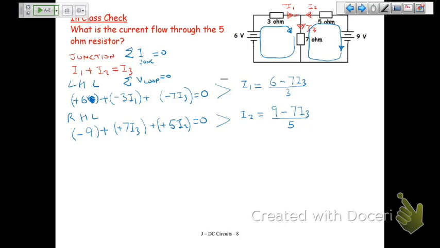Yeah, cool. So then let's substitute these guys back in. I1 plus I2 equals I3 gives me 6 over 3 minus 7 over 3 I3. That's that guy. Plus I2, plus 9 over 5 minus 7 over 5 I3, minus I3 equals 0. I did a step there. I moved the I3 to the other side. Why not?